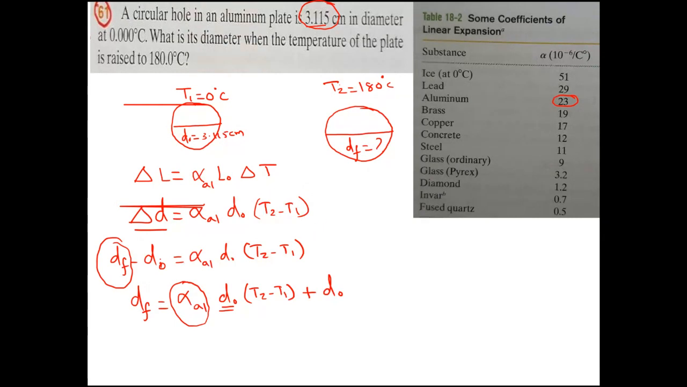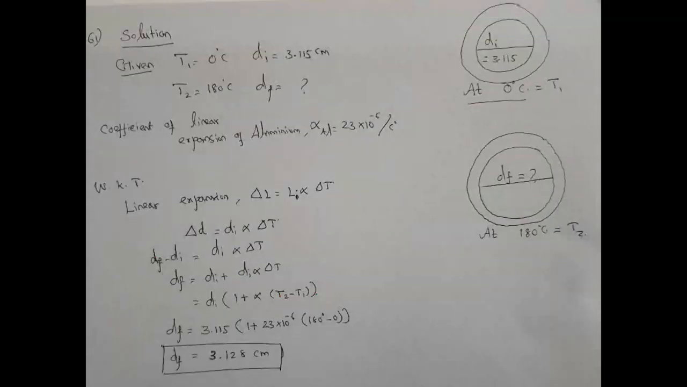3.115 centimeter. And my dear, please convert the centimeter to meter after you got the answer. Clear? Understand? Okay. And then T2 minus T1. What is your delta T, my dear? 180 degree minus 0 degree. What is the answer? 180 Celsius degree. Am I right? Plus D naught. So when you substitute all the values here, you will get the answer of your final diameter. The same information is given here. So please take practice. Understand?